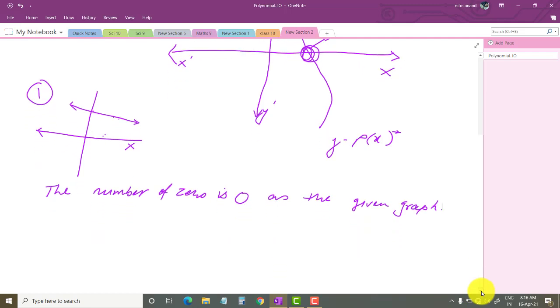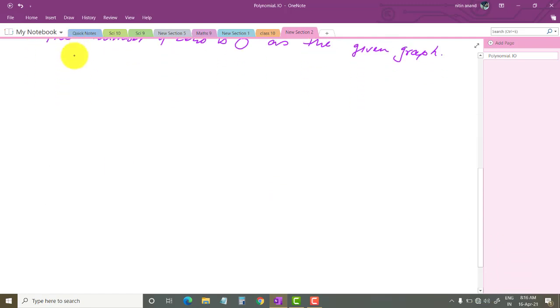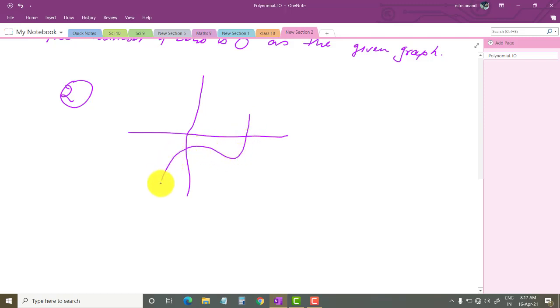Next, we will see question number 2. The graph for question number 2 is like this. This is our x-axis, this is our y-axis, and this is the graph. From here it starts like this and goes like this. This is our graph for the second question.